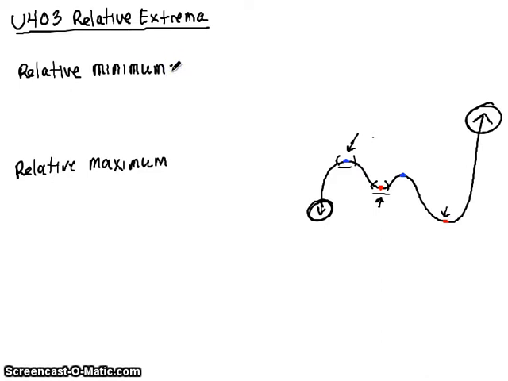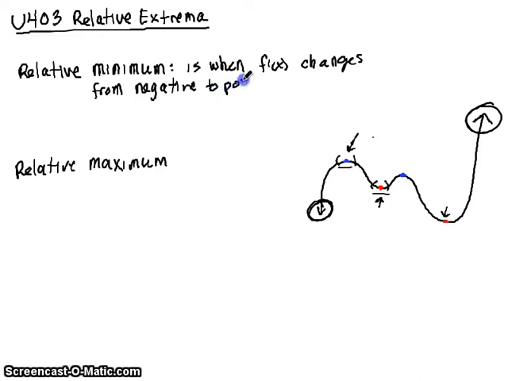So the calculus behind this is a relative minimum is when f prime of x changes from negative to positive. So we don't want to think about the word slope, we want to keep it in terms of f prime. So if f prime changes from negative to positive, f prime being negative means we have a negative slope like we do here. Then our f prime is positive here, and that's going to give us a minimum.